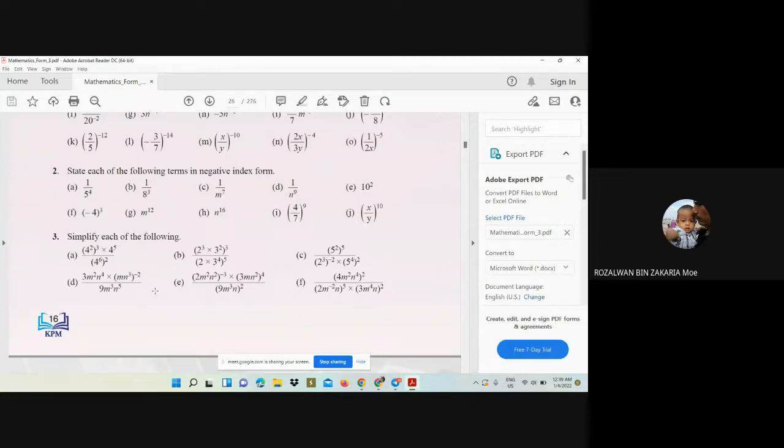Okay, then please submit the exercise to me. Take pictures of your exercise. After you finish, then send to me through the Telegram.